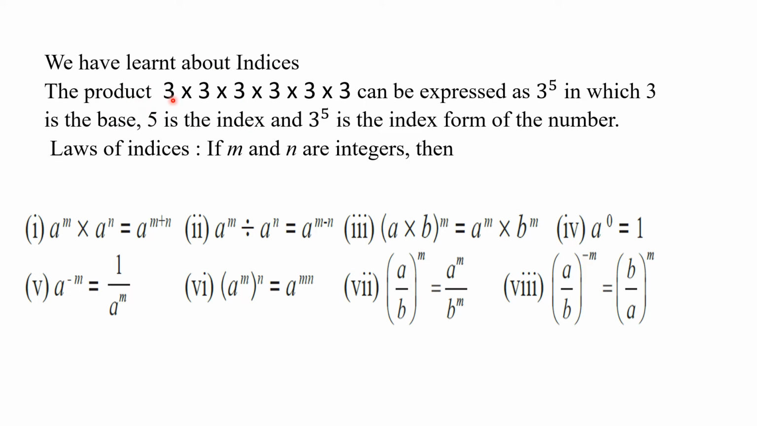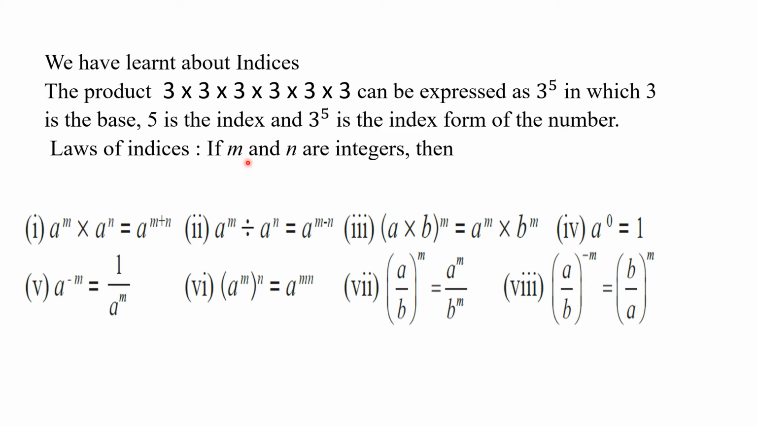The product 3 into 3 into 3 into 3 into 3 into 3 can be expressed as 3 raised to power 5, in which 3 is the base and 5 is the index, and 3 raised to power 5 is the index form of the number. And now we will see laws of indices.